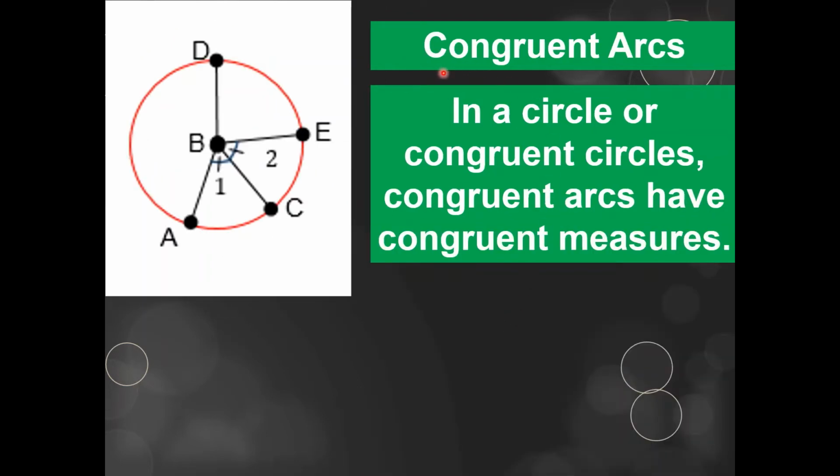Next relationship is congruent arcs. In a circle or congruent circles, congruent arcs have congruent measures. So here in this circle B, we have angle 1 and angle 2, which are congruent. Since they have equal measure, it means angle 1 is congruent to angle 2.